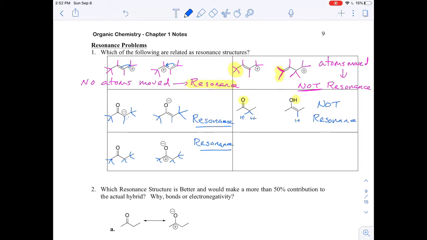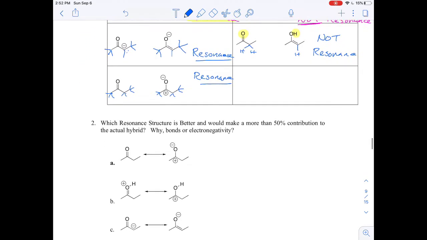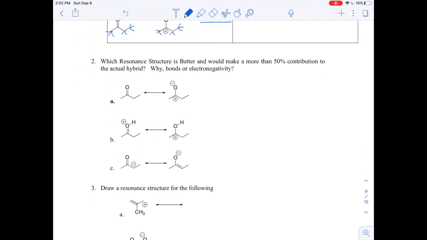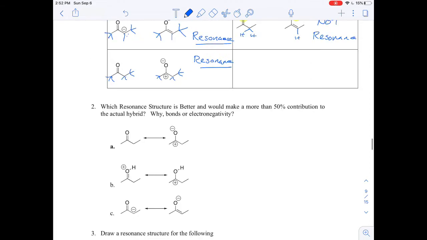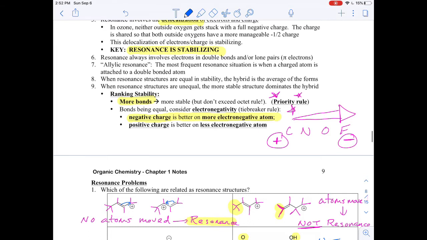All right, final thing right here is number 2 and 3. It says, which resonance structure is better and would make a more than 50% contribution to the actual hybrid? Why? Bonds or electronegativity. So let's talk about this. You have either your double bond or you have charges. So what we didn't highlight yet, and I did this on purpose, was about priorities here. Once again, right here it said more bonds equals more stable. So this is a priority rule, meaning that it goes in this order. So bonds first, then if bonds are equal, electronegativity.